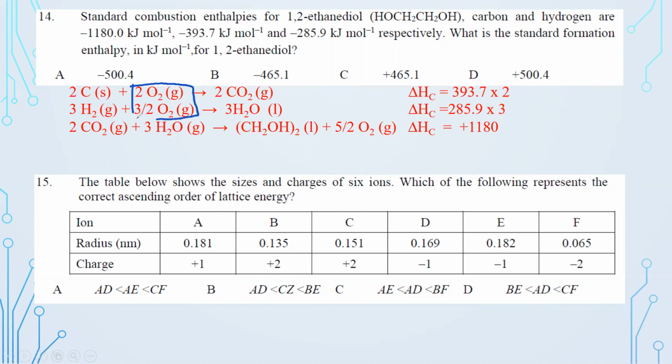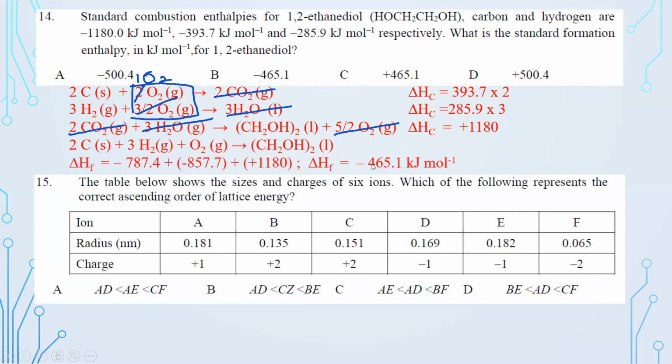So 5/2 O2 minus 3/2 O2, because you only have 1 O2 left, sorry. So you cancel here, you cancel here, so no more. And then 2CO2 cancels with 2CO2, 3H2O cancels with 3H2O. So at the end of the day, what do you have? 2C plus 3H2 plus O2 gives C2H4(OH)2. The enthalpy change of formation is negative 465.1 kilojoules. So the best answer in here is B. Okay, so that is how you solve question number 14.